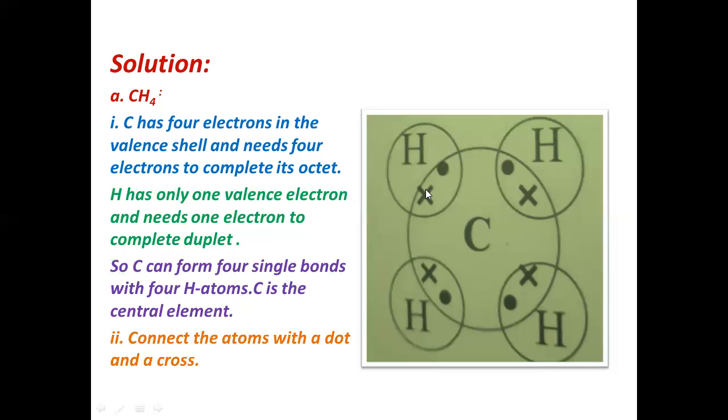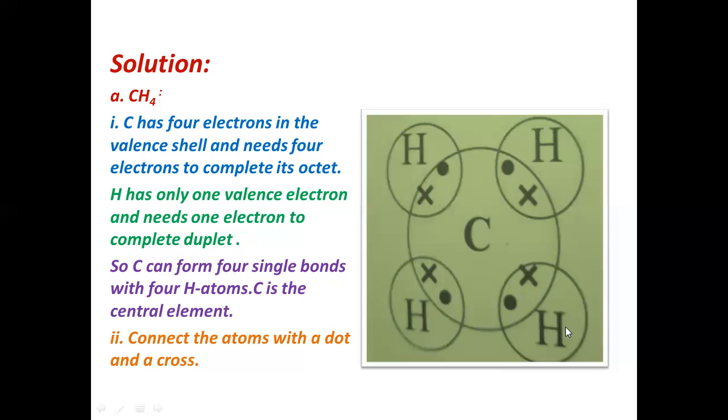So let us see whether the octet is completed or not. So this is the outermost shell of carbon, and let us count the number of electrons: 2, 3, 4, 5, 6, 7, 8. Yes, the octet of carbon is completely filled now, and that of hydrogen duplet is also completed. Two electrons are present in the outermost shell of each hydrogen atom, so their duplets are completely filled.